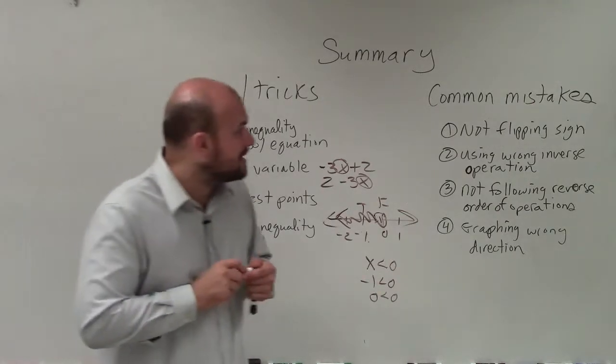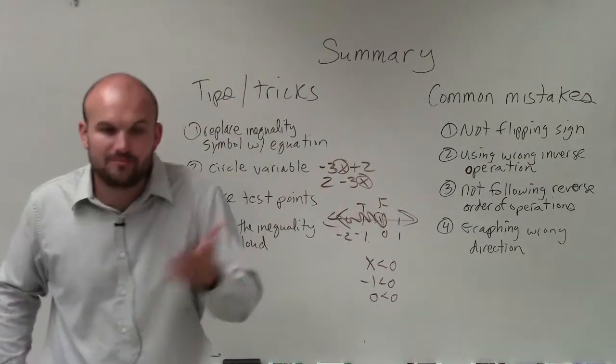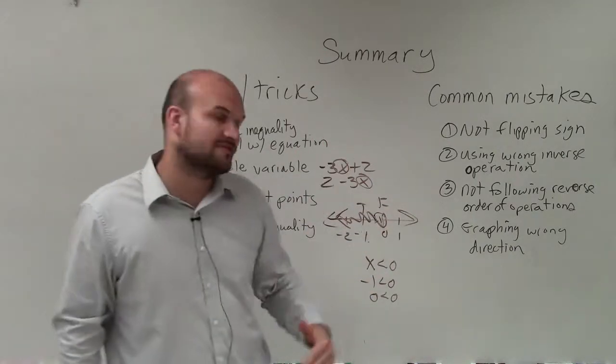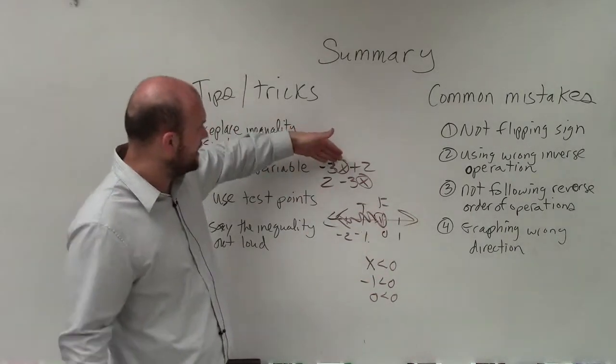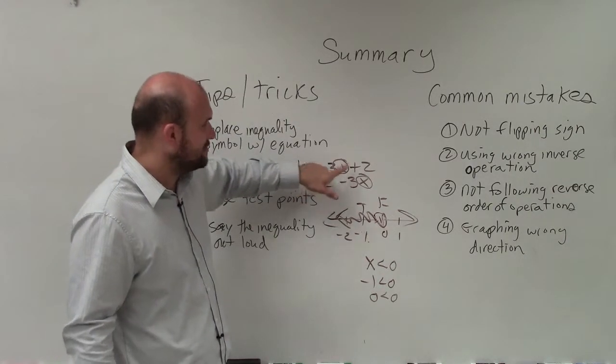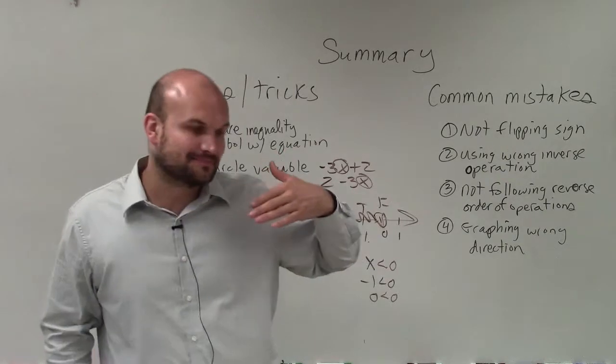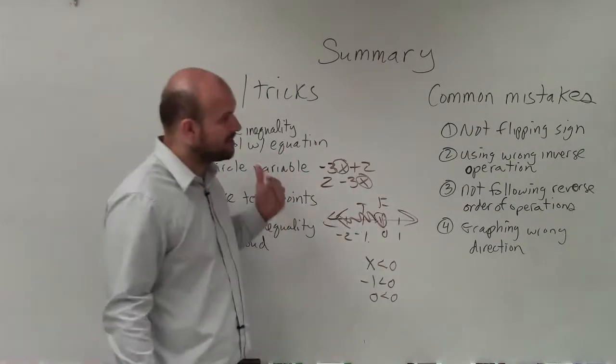Now let's hit on some common mistakes. One, forgetting that when you multiply or divide by a negative number, you need to flip your sign. Two, using the wrong inverse operations. Again, looking at this and saying, oh, this is minus 2. No, no, no, you're adding a 2 to this, all right? So make sure you undo the correct operation.